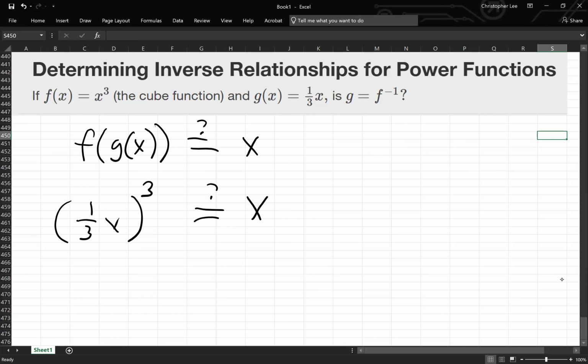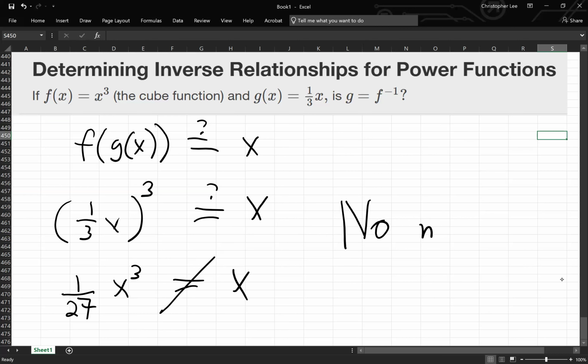So when I do this out, I believe this is 1/27 x cubed, right? Does that equal x? In fact, it doesn't. It doesn't, right? So no, they're not inverses. I don't have to do the other side. Once I prove it fails for one, I'm done. All right. So let's keep it moving.